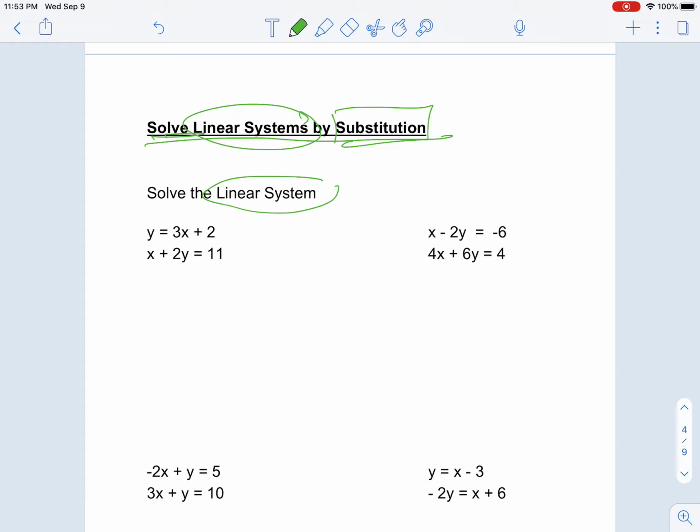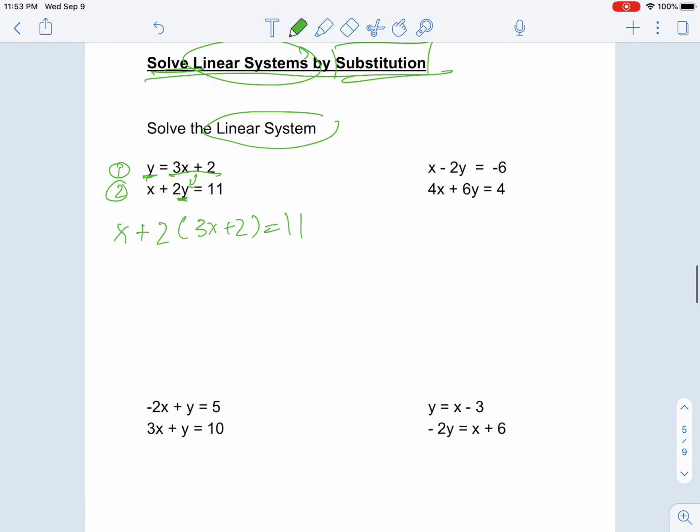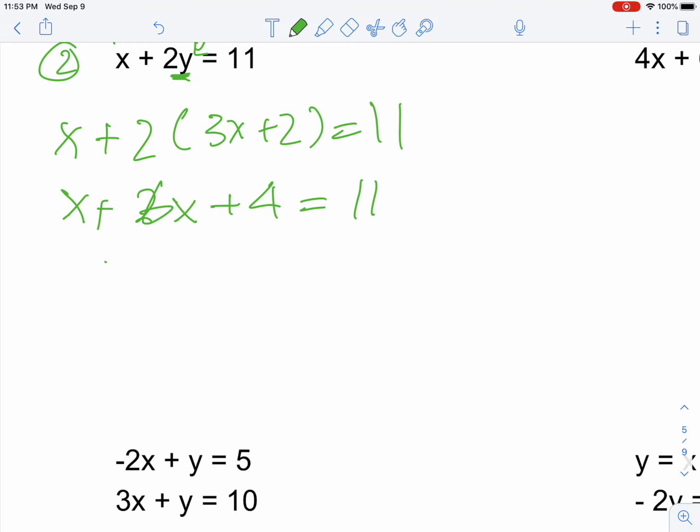In this case, I want to try substituting the y value of the second equation and substituting this value into here. So then what will you get? x plus 2 times (3x plus 2) is equal to 11. So you distribute the 2, so you get 6x plus 4 is equal to 11. Add the x's. 7x plus 4 is equal to 11. Subtract 4 on both sides, and what do you get? 11 minus 4, that's 7. You get 7x = 7, x is equal to 1.